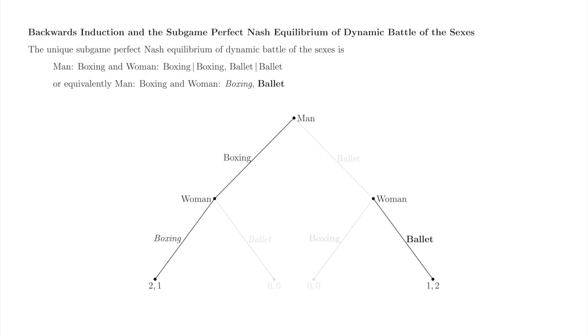The unique subgame perfect Nash equilibrium is that the man plays boxing, while the woman plays boxing conditional on the man going boxing, and ballet conditional on the man going to the ballet. In this game, the first mover has the advantage of knowing that a rational second player will follow the first mover's lead. Some games feature first mover advantage, but in others it may be advantageous to go second. Dynamic rock, paper, scissors features second mover advantage, since going second guarantees a win.